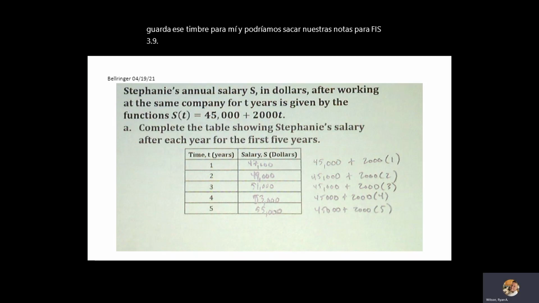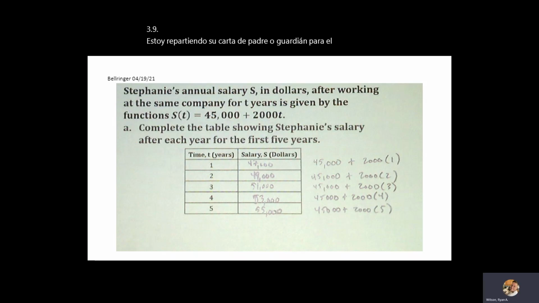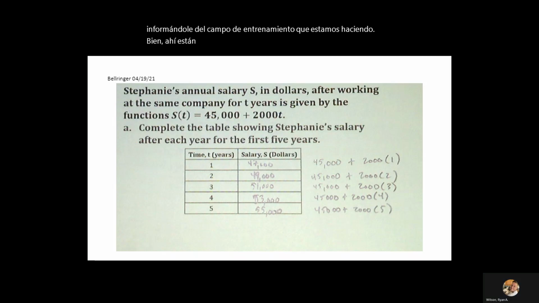I am passing out your parent or guardian letter for the EOC boot camp. This is how close we are. I'm passing out a letter that's informing you of the boot camp that we are doing. There's the dates on here. If you show up, we have a way of remediating a summative grade in any quarter. We're trying to find ways to incentivize all of you to come.